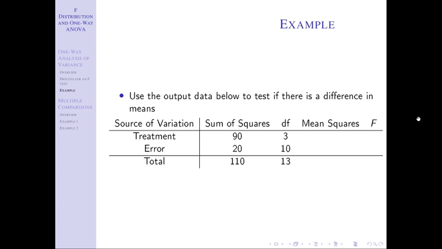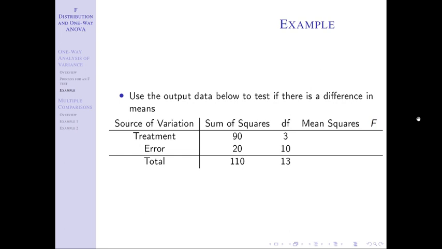This is the type of table that you would see in an ANOVA scenario. Notice that we've got our treatment source and our error source. Again, treatment and groups are interchangeable. You could see either one. Notice we have the sum of squares already calculated for us and the degrees of freedom calculated for us.